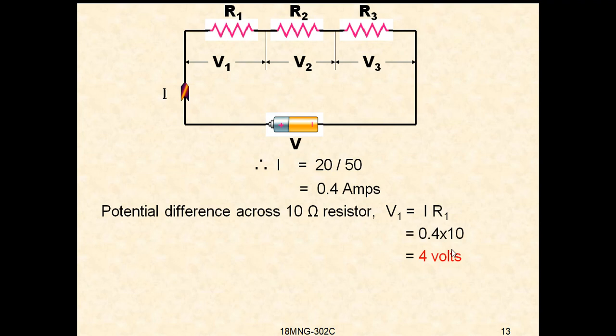So the value of I is 0.4 and R1 is 10 ohms. So 0.4 into 10, we get 4 volts.